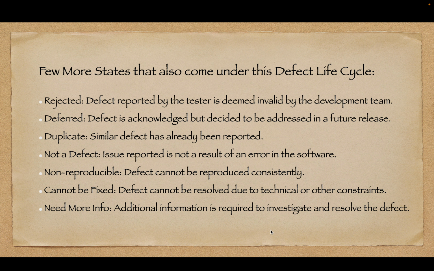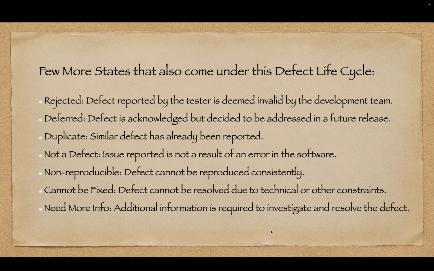First is rejected. If the developer team rejects a defect, if they feel that the defect is not considered a genuine defect, then they mark the status as rejected. The cause of rejection may be any of these three: duplicate defect, not a defect, non-reproducible. So that's why they can mark the status as rejected.